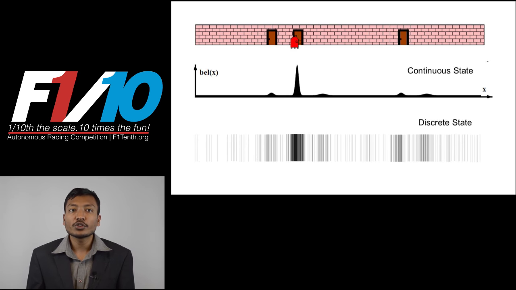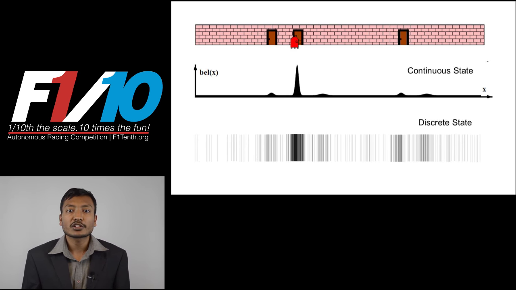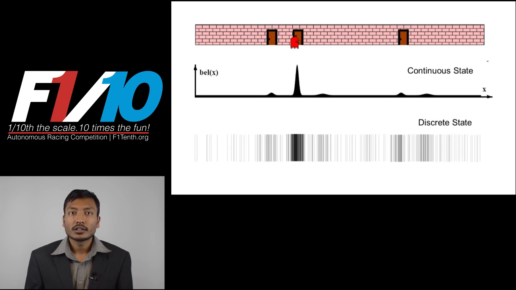Also, instead of using uniform sampling where samples of particles are drawn from equal distances apart, we draw particles from the places where the probability of the belief state is very high. So here we have more probability of being near the middle door. So more particles are drawn from this position. The other positions where the probabilities of being very low have less number of particles.